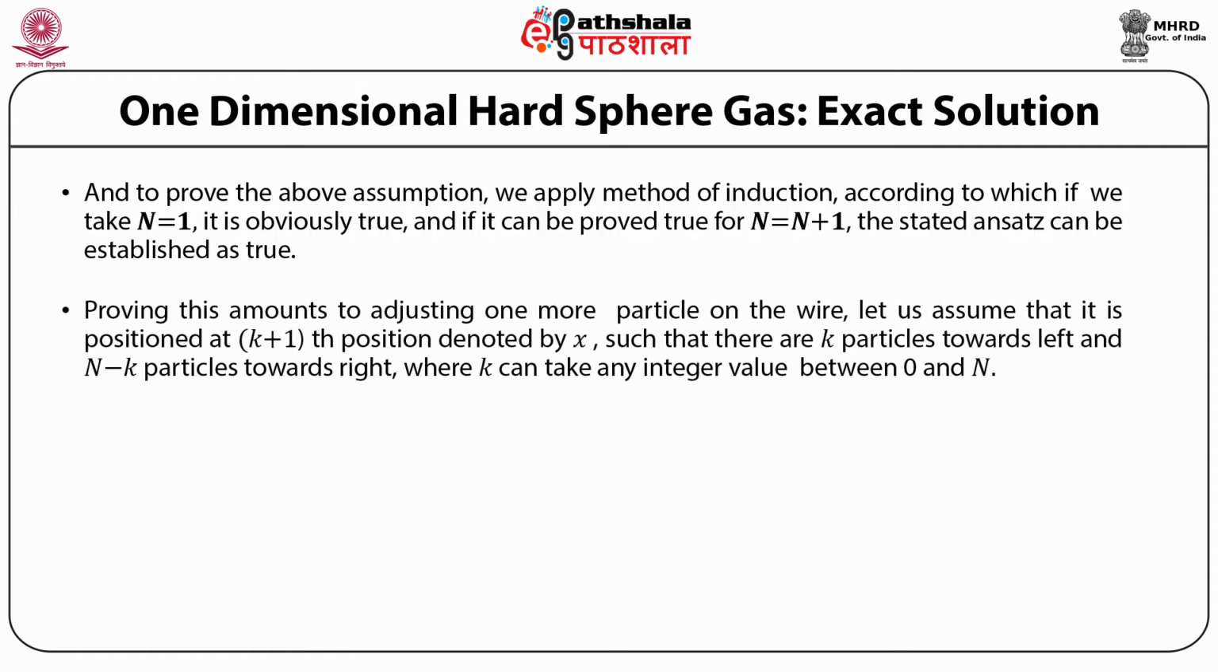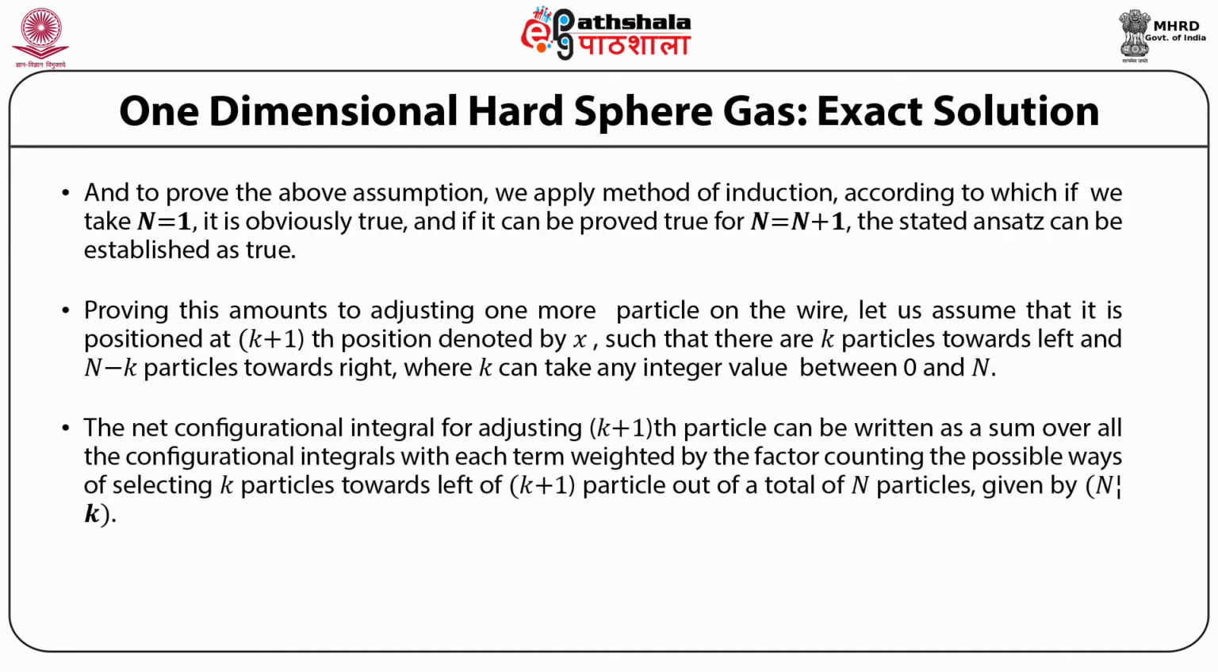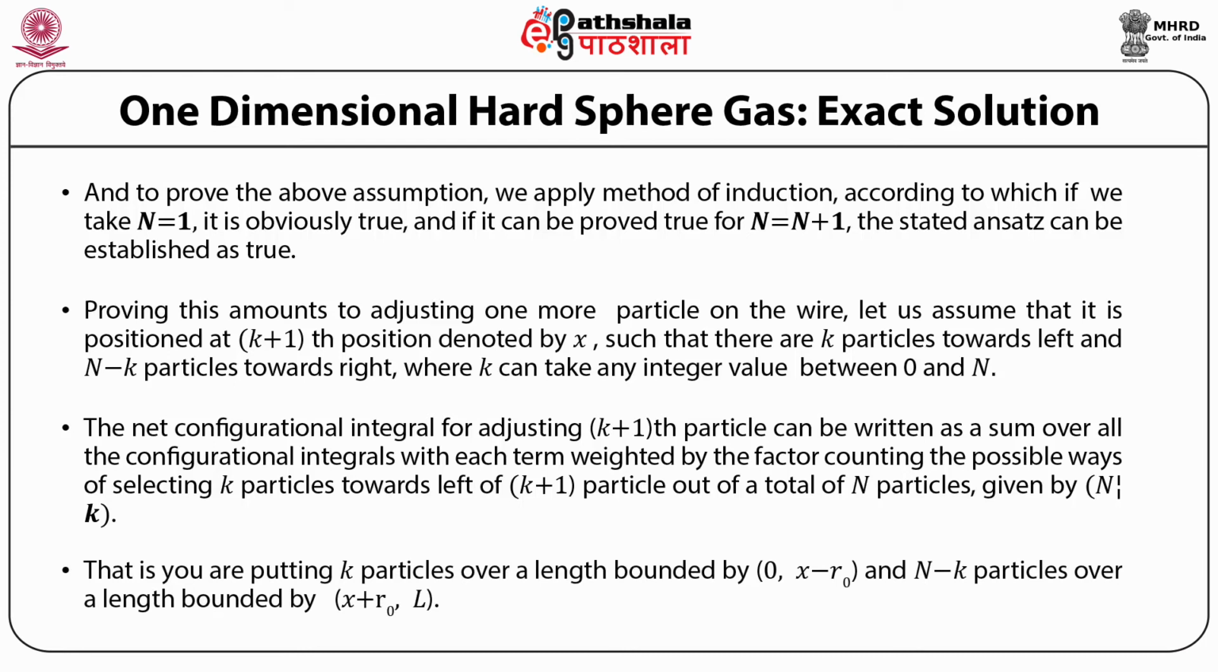Proving this amounts to adjusting one more particle on the wire. Let us assume that it is positioned at k plus 1, the position denoted by x, such that there are k particles towards left and n minus k particles towards right, where k can take any integer value between 0 and n. The net configurational integral for adjusting k plus 1 particle can be written as a sum over all the configurational integrals, with each term weighted by the factor counting the possible ways of selecting k particles towards left of k plus 1 particle out of a total of n particles, which is given by the combination nk. That is, you are putting k particles over a length bounded by 0 to x minus r naught and n minus k particles over a length bounded by x plus r naught, comma L.